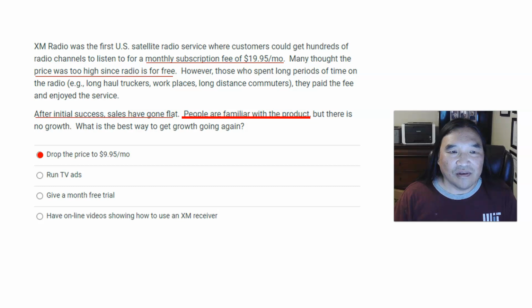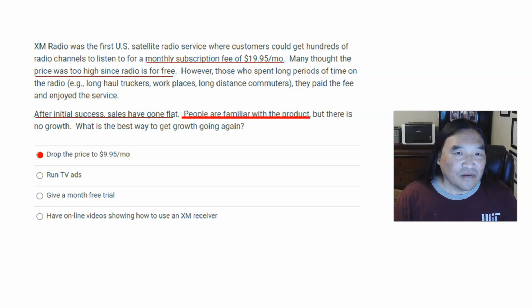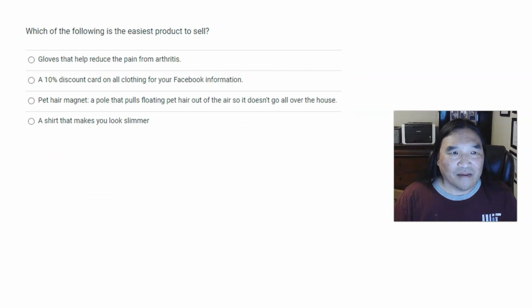So what it comes down to is drop the price, that it's too high. And the problem even tells you that the price was too high since radio is for free. So all the information you needed to answer this question was right here. What you need to do is get into a habit of looking at what the pieces of information are and what the question is asking me, and then start eliminating answers. So as you see, this problem really wasn't that bad.